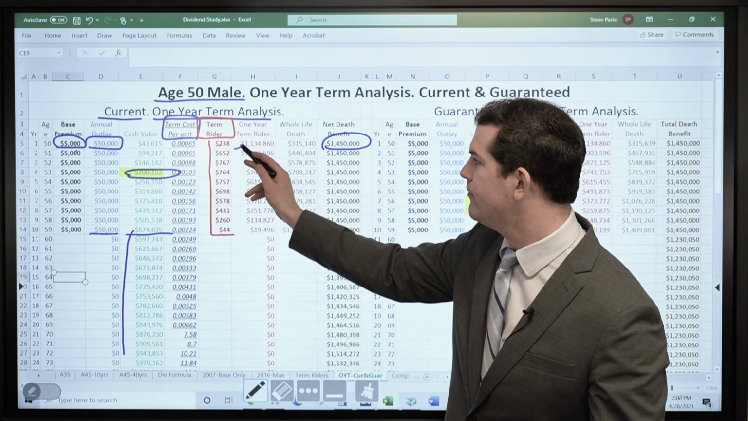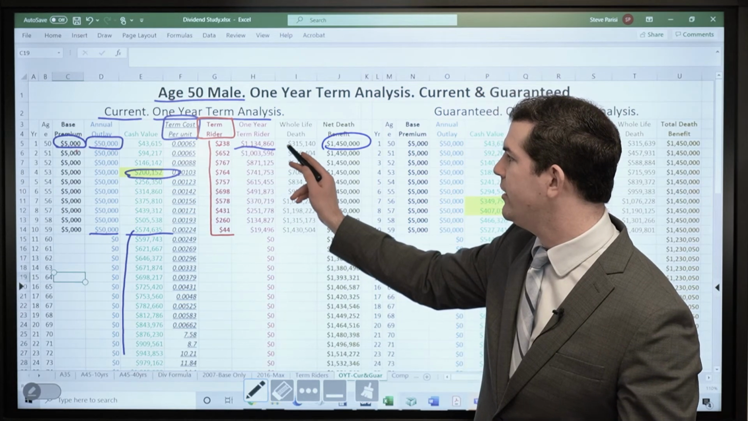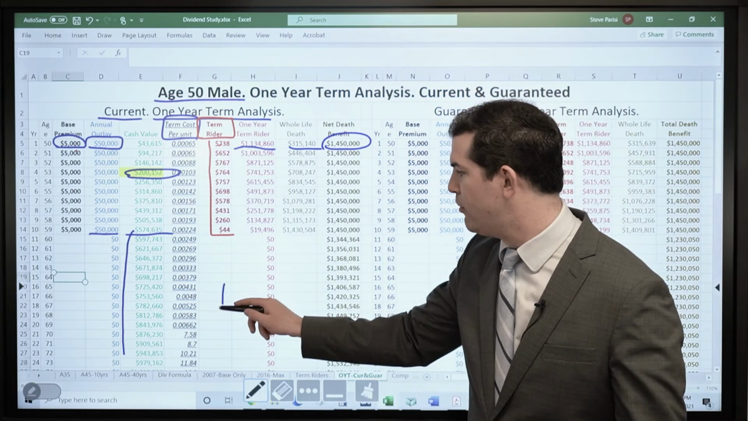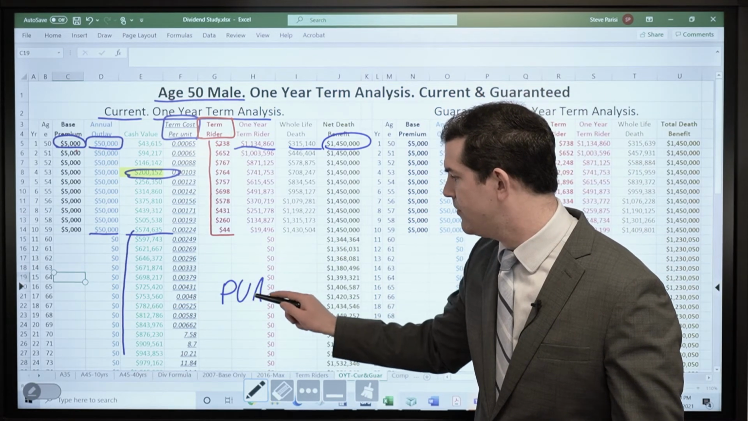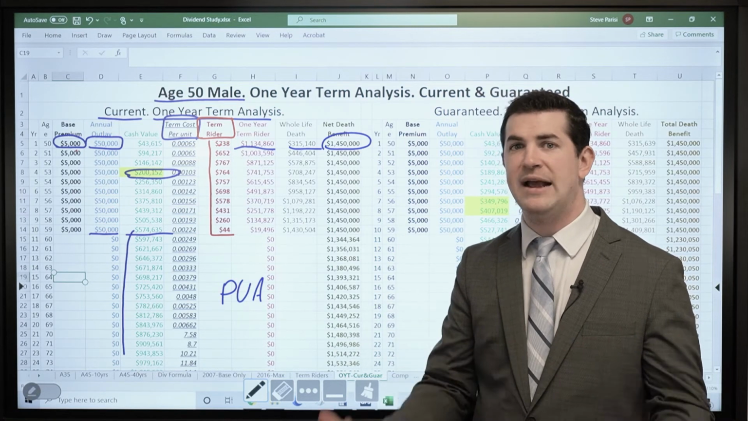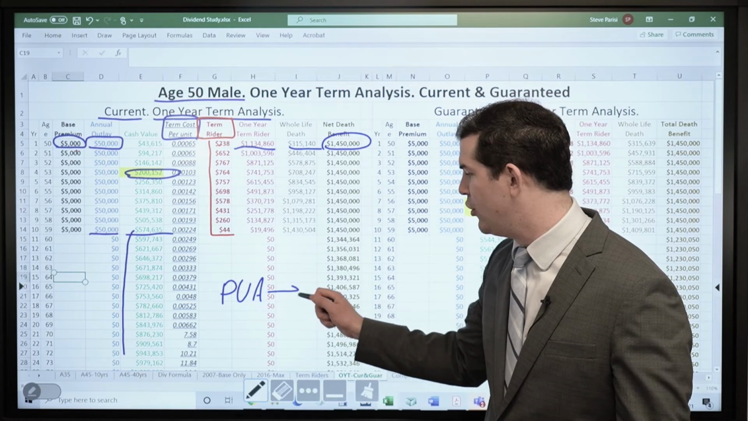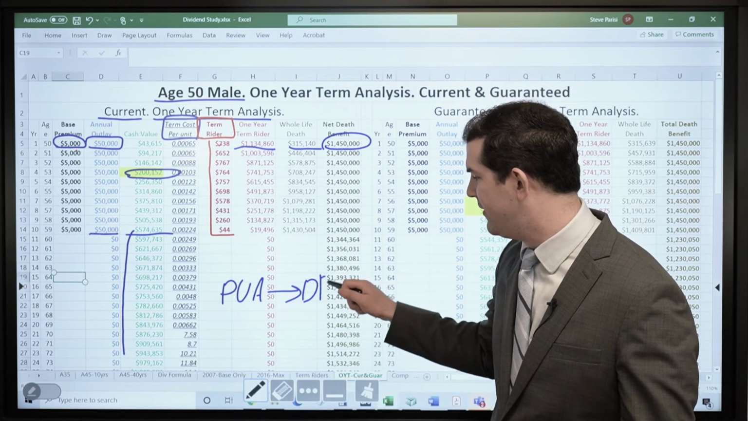Term rider, 1.13, whole life 315. What happens when we throw money into PUAs? We do it for cash value typically. That's why people are interested in it. But it does buy you added whole life death benefit.